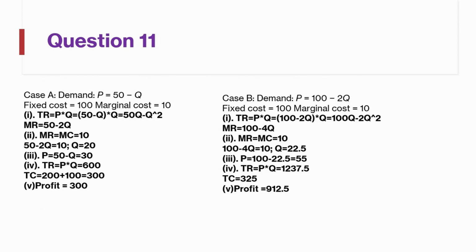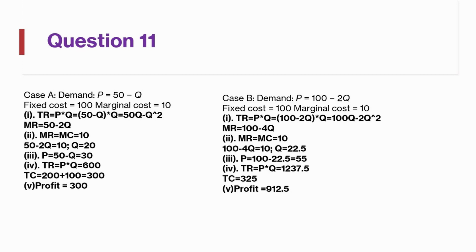Now for question 11, we're basically applying the same set of principles because we know the demand and the fixed cost and marginal cost. With scenario A, we acquired a total revenue. Plugging that in gives us the marginal revenue curve. We equate that with marginal cost, which is 10, and we get a quantity of 20. Giving us a price of $30, total revenue of $600, and a total cost of $300, and in the end we find there's a profit of $300.